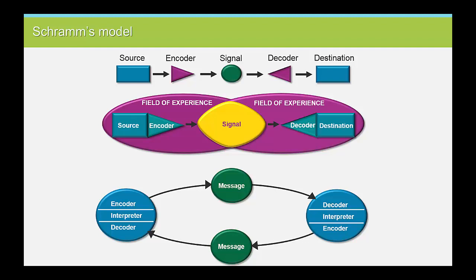Ch7Com later added to this model and included the concept of field of experience. The idea is that there must be a sphere of shared experience in order to communicate properly. For example, if a message is highly technical or specialized, the receiver needs to have an understanding of the subject similar to the source's.